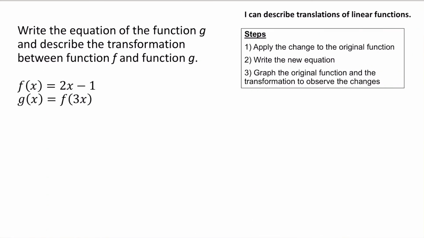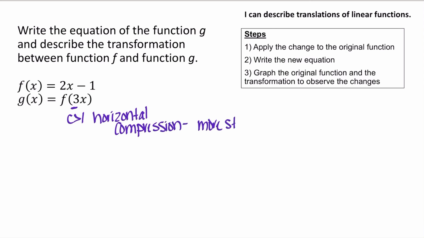Let's write the equation of the function g and describe the transformation between f and g. We have f of x equals 2x minus 1, and then f of 3x. So in this case, we have a c that's bigger than 1, so that will be a horizontal compression. So a horizontal compression tells us that the graph will be more steep. Let's look at the equations to verify that's true.